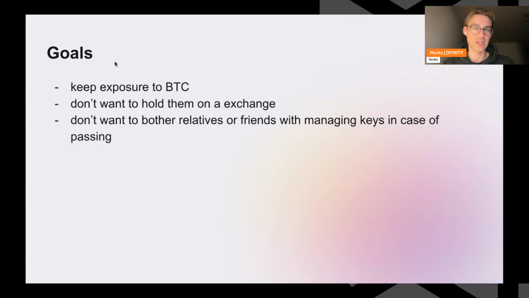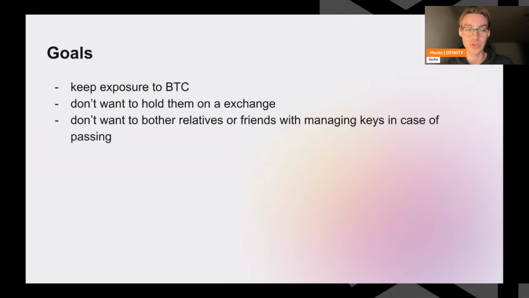So in the practical part, what are we going to do? Or what is our goal? So we are a Bitcoin whale, and we want to keep our exposure to Bitcoin. But we don't want to hold the Bitcoin on an exchange. So we want to have self-custody. But at the same time, we think very far in the future, and we say maybe someday we will be gone, and we don't really want to bother our relatives or friends with managing our keys that control our Bitcoin in case we disappear.